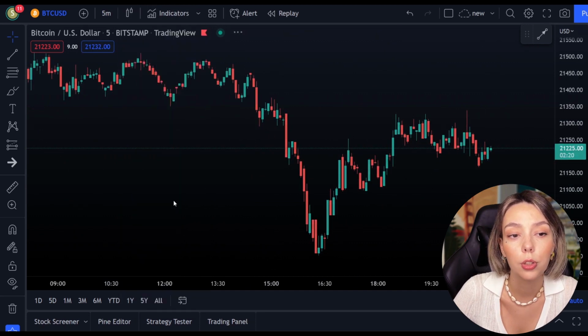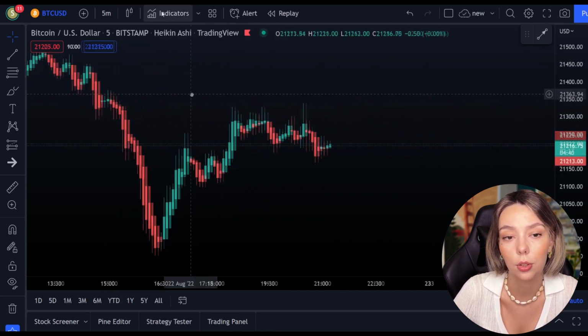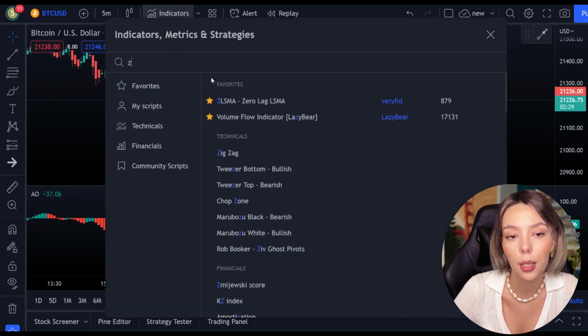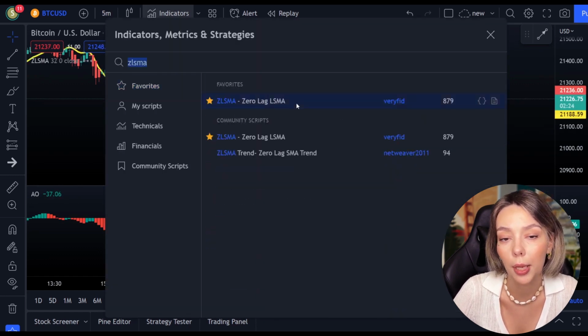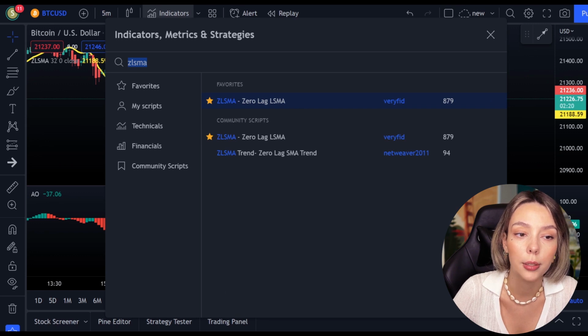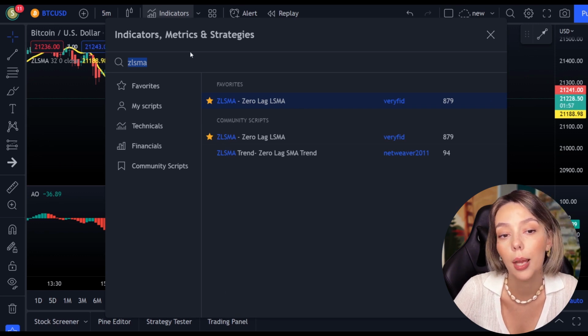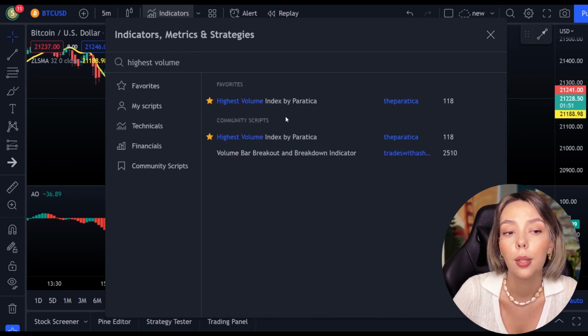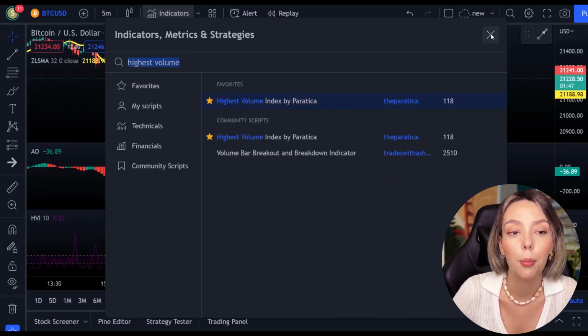Okay, for our strategy we are going to use 3 indicators. For the first indicator, let's add Awesome Oscillator. For the second indicator, we will search for Zero Lag SMA. This indicator is by ChartPrime, and for the third indicator we will add a secret volume tool. No one knows about this indicator. It's called the Highest Volume Index by Poretica.